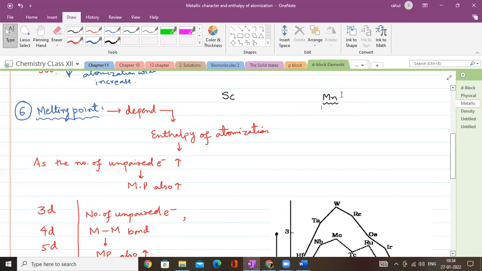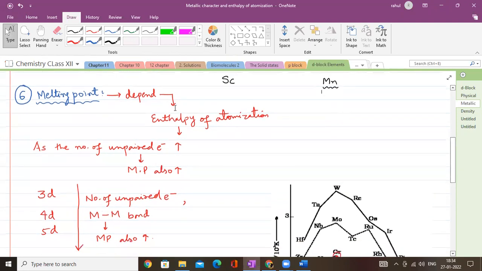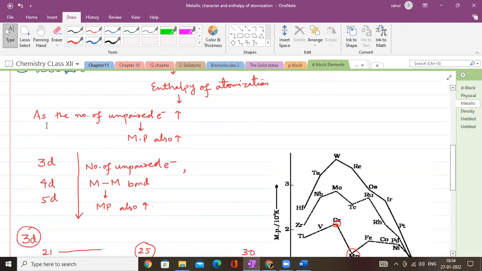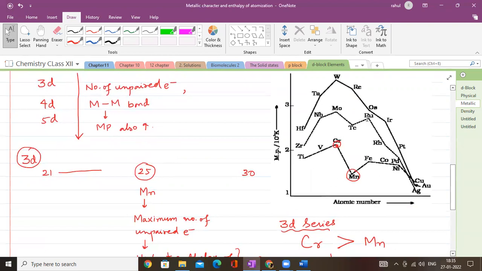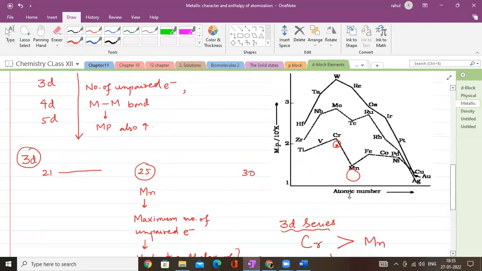But there is an exception. There is no exception as such. The concept is something else. As I said, enthalpy of atomization or melting and boiling point depend upon enthalpy of atomization. And enthalpy of atomization depends upon the number of unpaired electrons, right? As the number of unpaired electrons increases, enthalpy of atomization increases, melting point also increases, and we have already discussed this. But now the point is, if you go through this diagram, you can easily make out from here, इस डायग्राम को या इस ग्राफ को देखा जाए तो एटॉमिक नंबर को प्लॉट किया गया मेल्टिंग पॉइंट के साथ.